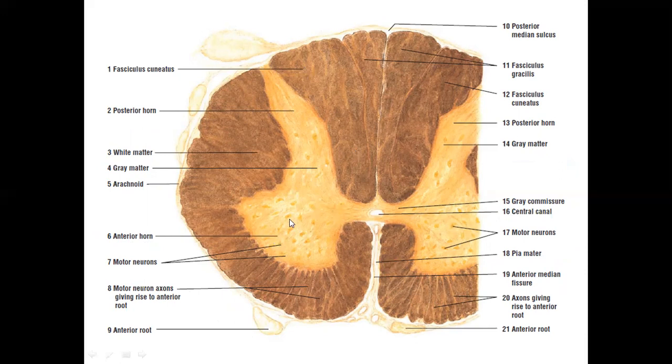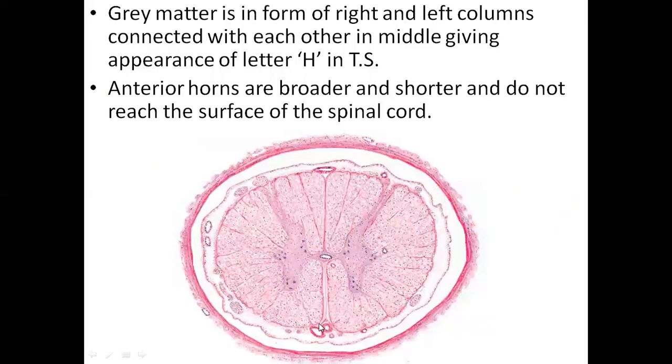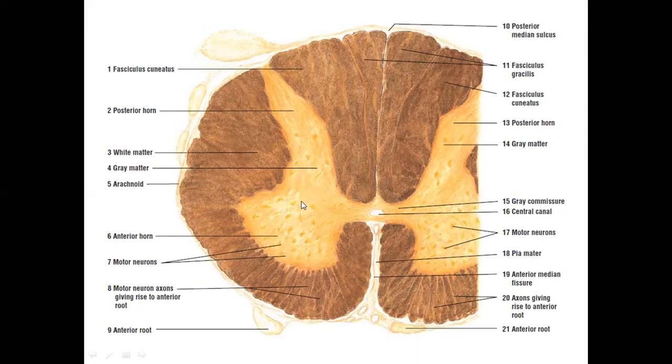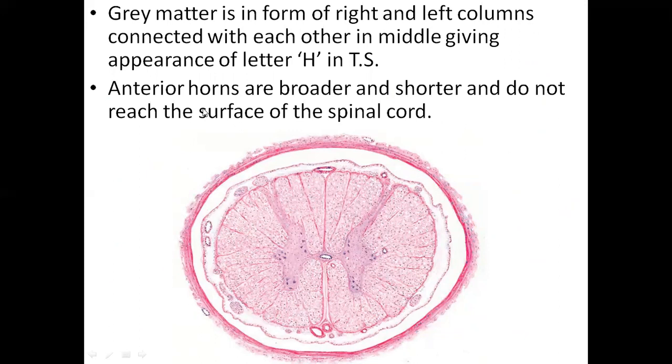This is the anterior horn. This is the posterior horn of the gray matter. This is all white matter. And of course, surrounding we have the meninges. Gray matter is in the form of right and left columns. This is the right column, this is the left column, connected by this area. In between, you will have the central canal. Connected with each other in the middle, giving an H-shaped appearance in transverse section.